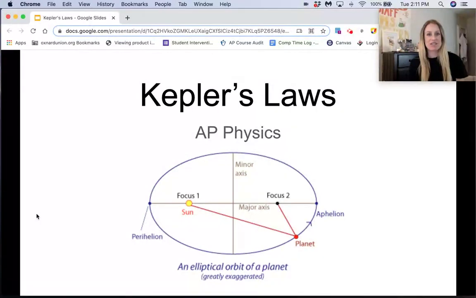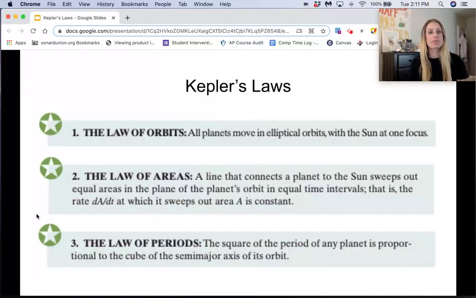All right, hi everyone. So today this lecture is going to be about Kepler's laws. Just an overview of Kepler's three laws. The first law is called the law of orbits. It's that all planets move in elliptical orbits with the sun at one focus.